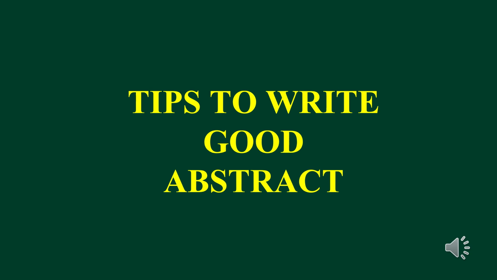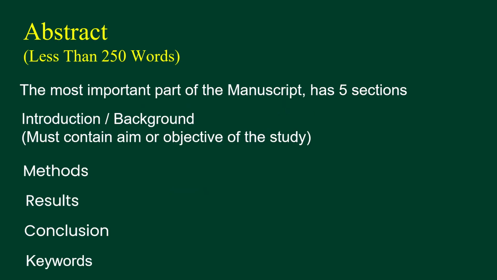Abstract. So starting with methods, results, introduction, and discussion, now is the time to write the abstract. So here are the tips to write a good abstract. Abstract is the second most important part of the manuscript after title. First, let's look at the sections of the abstract, then we will discuss why it is most important.